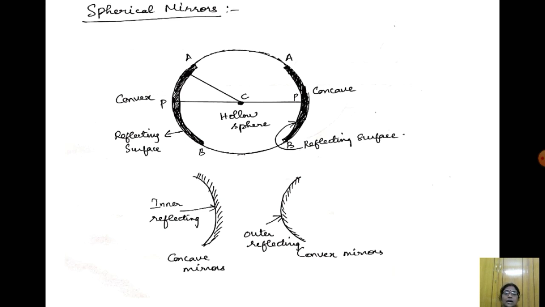So this is the geometry diagram of the spherical mirror. Here I have taken AB as one part of a hollow sphere, and on this side AB is another part of the hollow sphere. These two shapes are different: the first one is the concave mirror and the second one is the convex mirror. In the concave mirror, the inner portion will be reflecting. In the convex mirror, the outer portion will be reflecting.